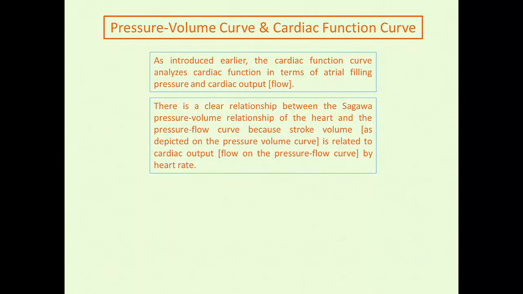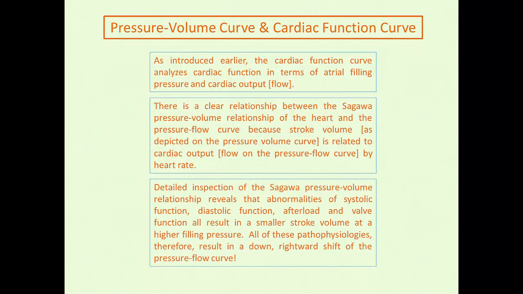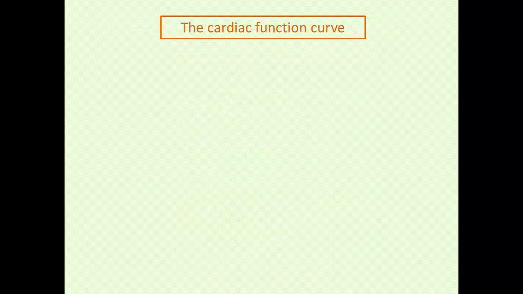And that's because the Sagawa pressure-volume relationship is a graphical depiction of stroke volume, and stroke volume times heart rate gives you cardiac output, which is what the Frank-Starling curve gives us. And so inspection of these two relationships can really be brought together, and what I want to do is show you this in a slide in a moment. And I want to show you that the cardiac function curve, the Starling curve, shifts up and down in response to various cardiac pathophysiologies, not just contractile state.